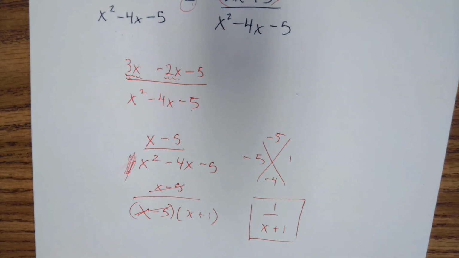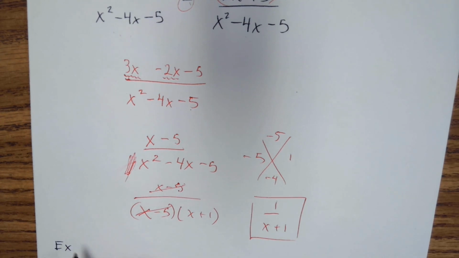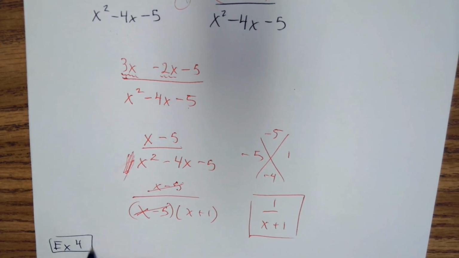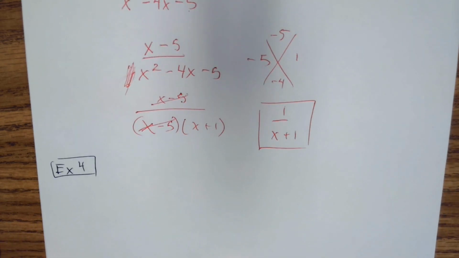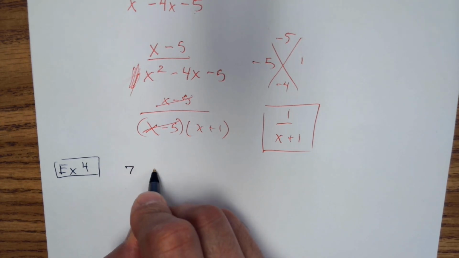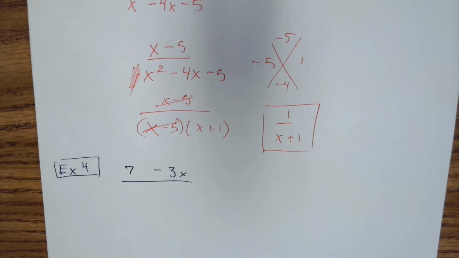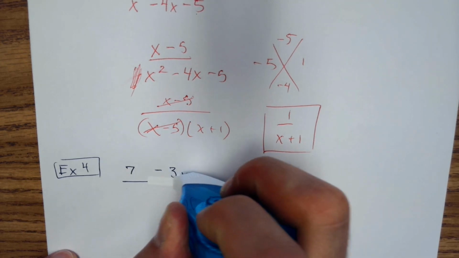The last thing that I want to show just really quickly, sometimes nothing cancels out. So I'm just going to do this one really quickly. Example 4. If you have, let's just say, 7 minus, do we have to write this one down? Whoops, yeah. It's called learning.